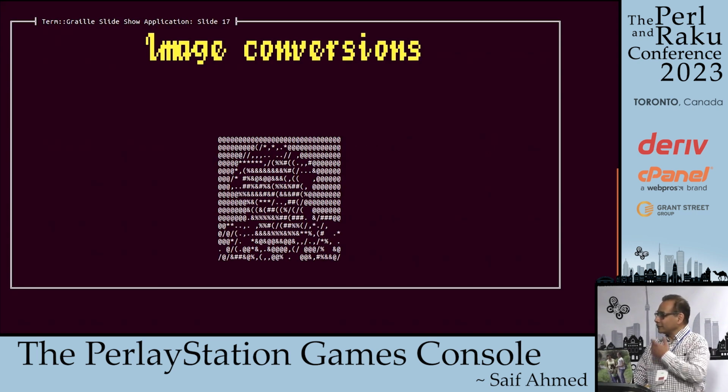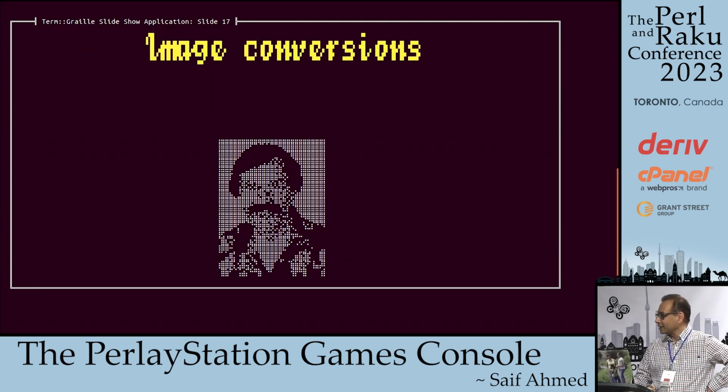So if you can plot characters, you can blit images. And here is an ASCII representation of a famous Perl character. But if I use a bit of ImageMagick and Graille, I can get a better resolution picture of that character.